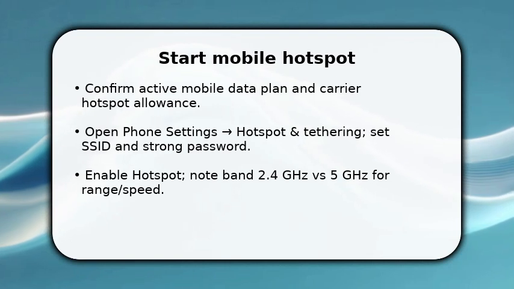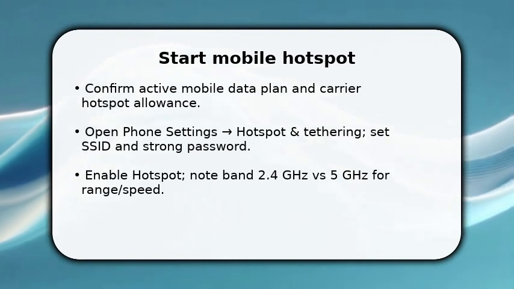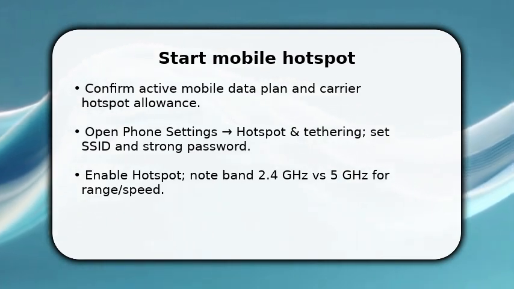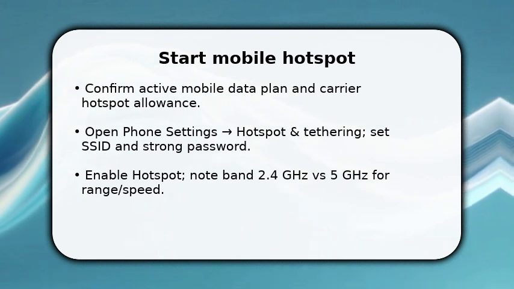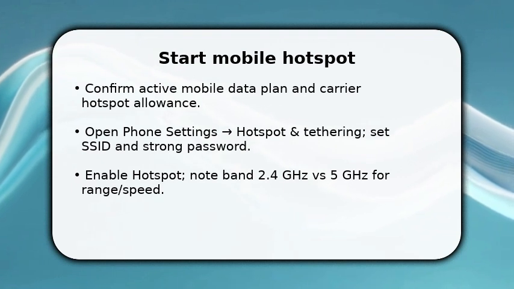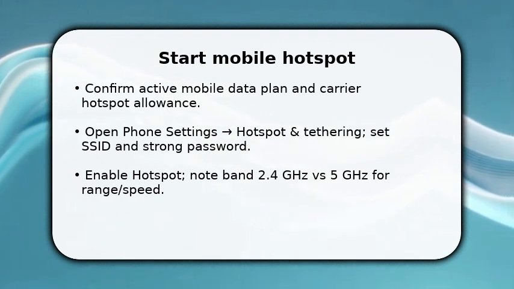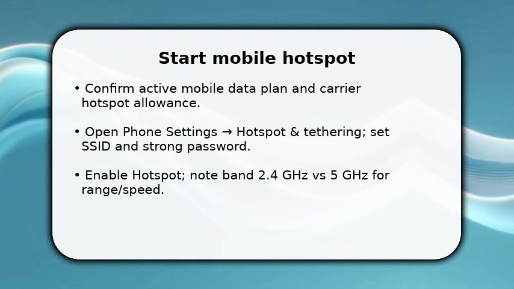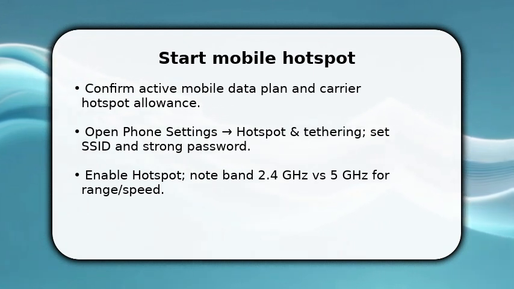Enjoy the video. You start by preparing the phone. Make sure your data plan allows tethering, then open Settings and go to Hotspot or Tethering. Once there, set a clear SSID and a strong password so others cannot join, and choose 2.4 GHz for range or 5 GHz if you need extra speed.